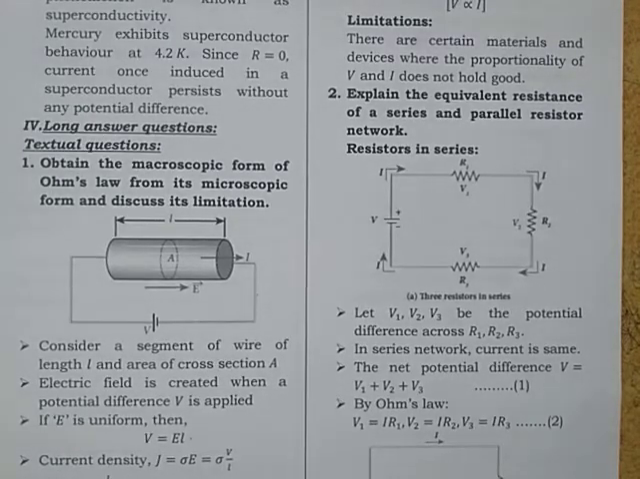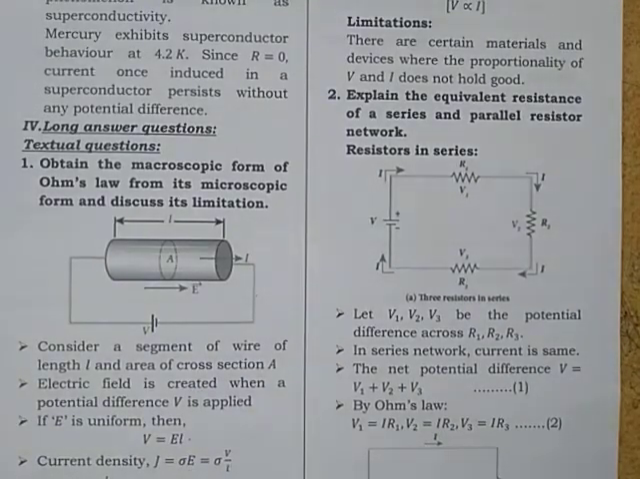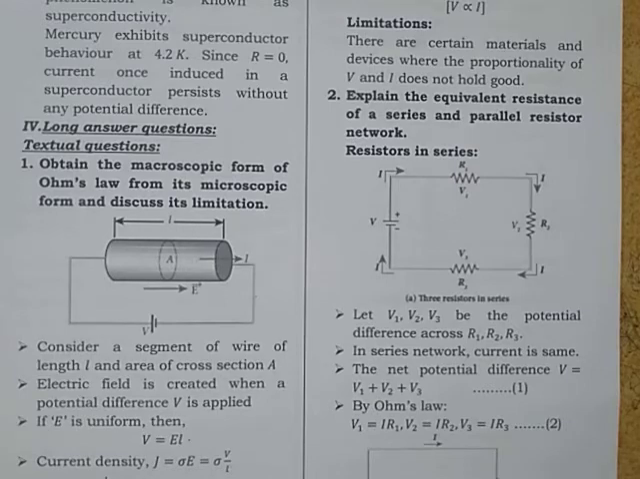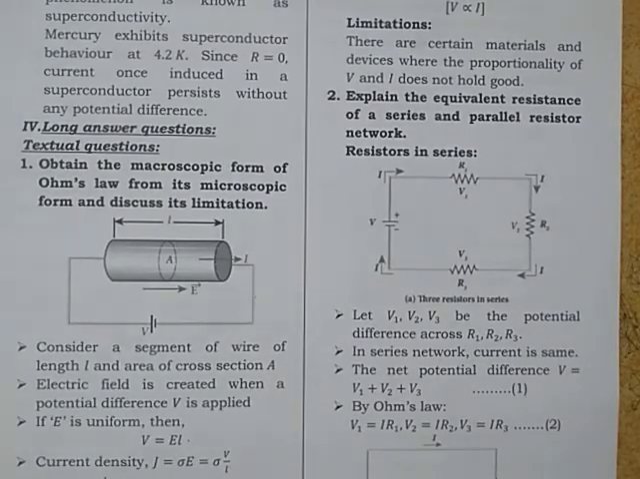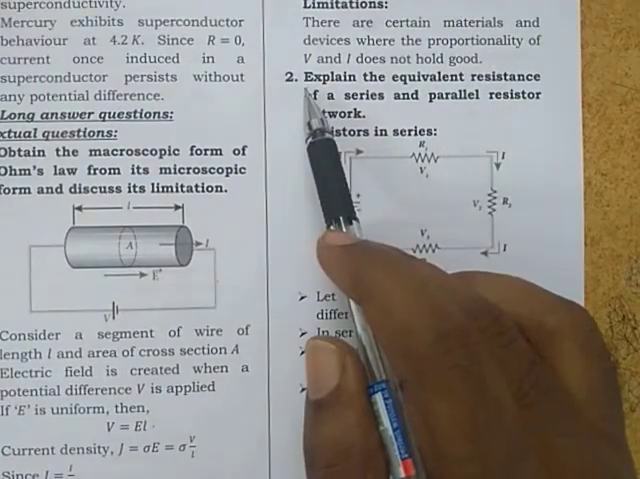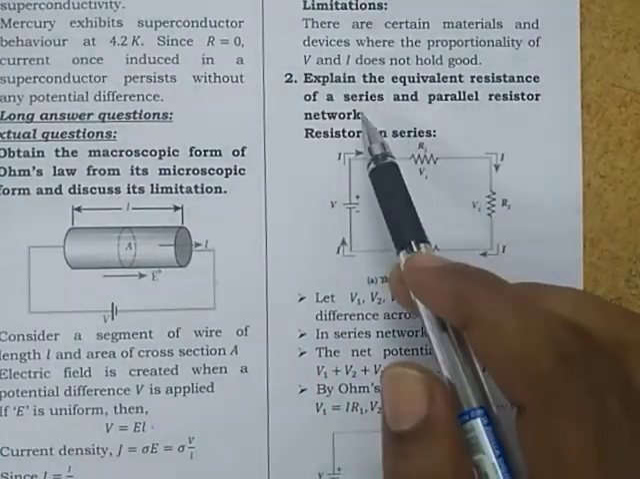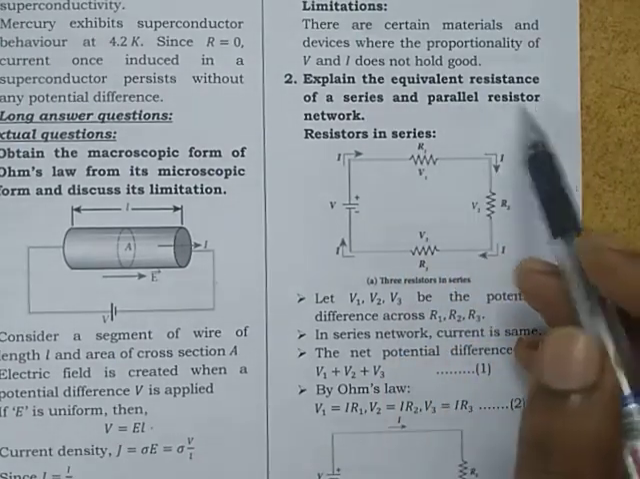In our previous class, we discussed the textbook questions from two subtopics: electric current and Ohm's law. Some more questions are pending in Ohm's law, so let me see them today. First question, that is question number 2 in long answer: explain the equivalent resistance of a series and a parallel resistor network.